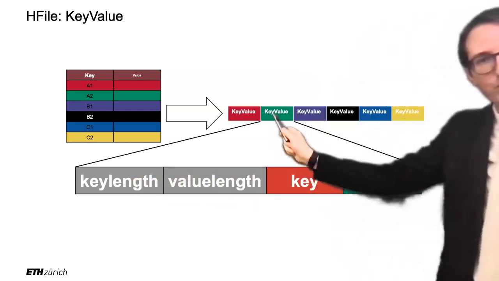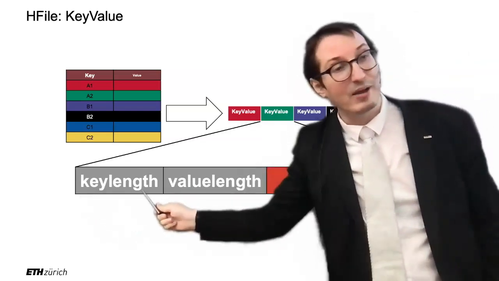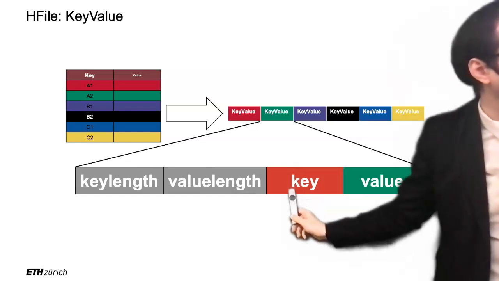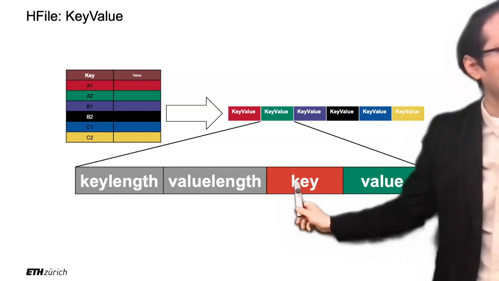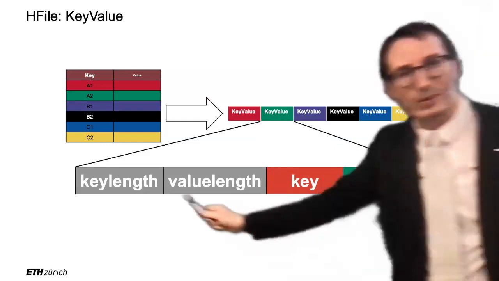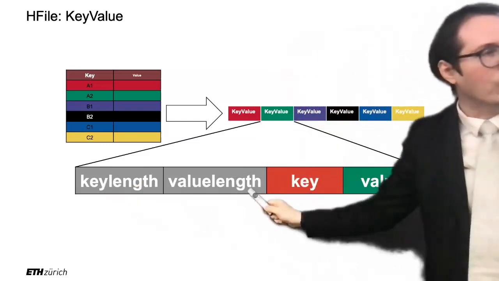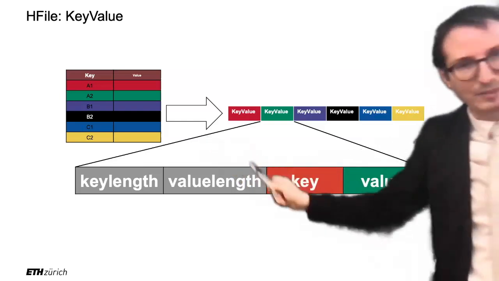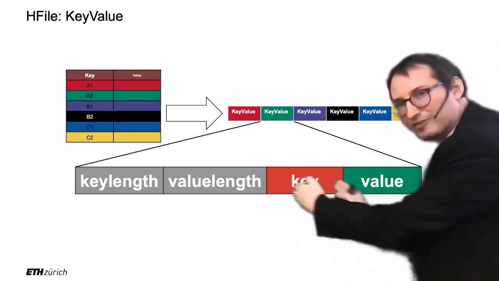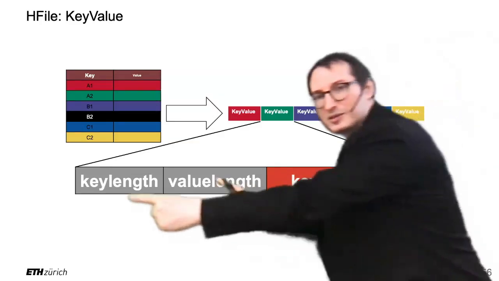So if I look at what there is in one key value, I will first have a key length, which is the length of the key, because it can vary, right? The key has the row ID, it has the column family, the column name. It's not a fixed size. So I store the length of the key here. I store the length of the value, which can be very small, but also be like 10 megabytes. So I need to store its length. And then I store the key, which has a variable length, and I store the value, which has a variable length, right?